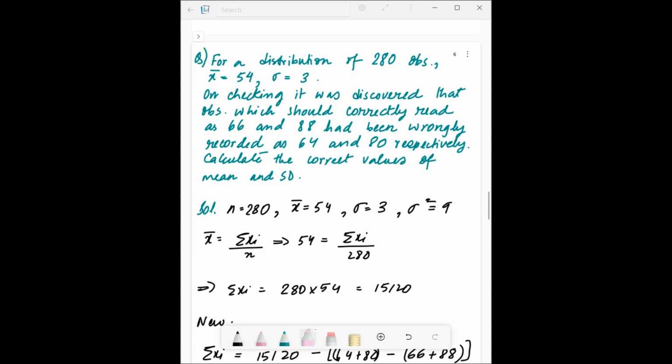Now, our final problem is like being a data detective. For a distribution of 280 observations, the mean is 54. Okay, and the SD is 3. Alright, on checking, it was discovered that observations which should correctly read as 66 and 88 had been wrongly recorded as 64 and 80 respectively. Calculate the correct values of mean and SD.